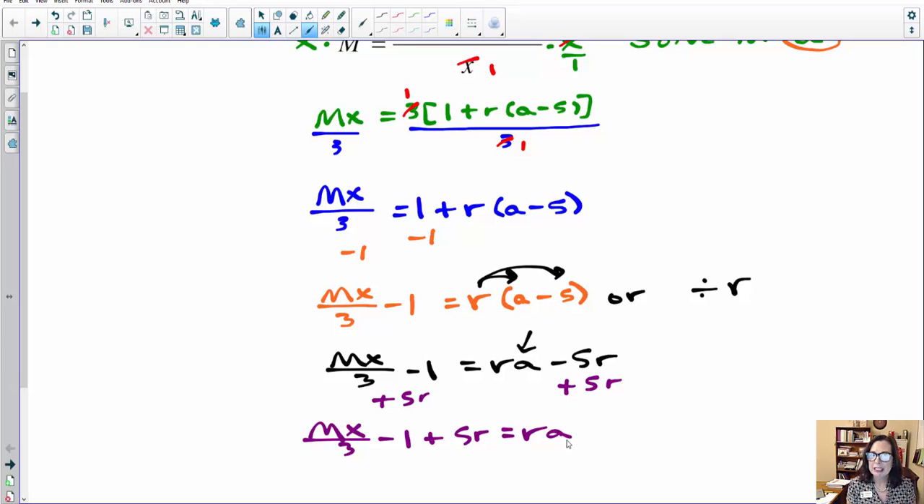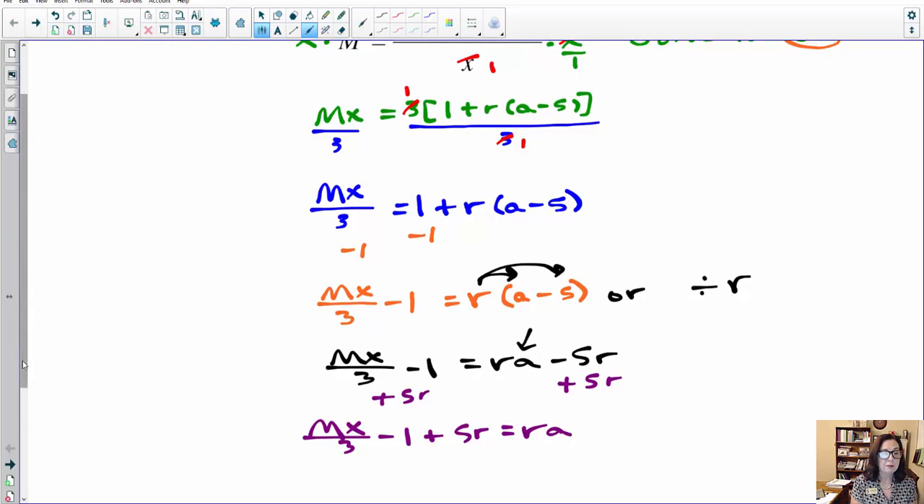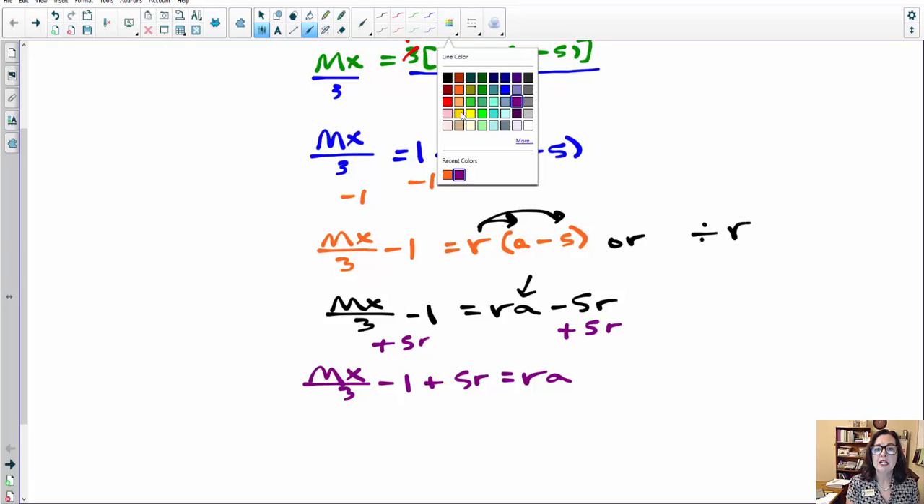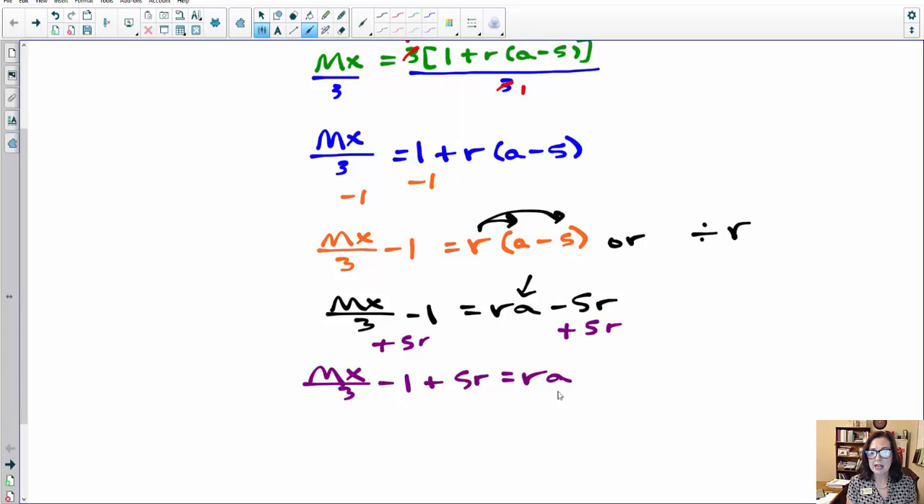I'm close. I'm very close. We want that a by itself. What's happening to the a? It's being multiplied by r. All right, so how can we undo multiplication? We looked at it a while ago. We will use division. So we can divide on both sides by r. We've still created this complex fraction. We just put it off a little bit.